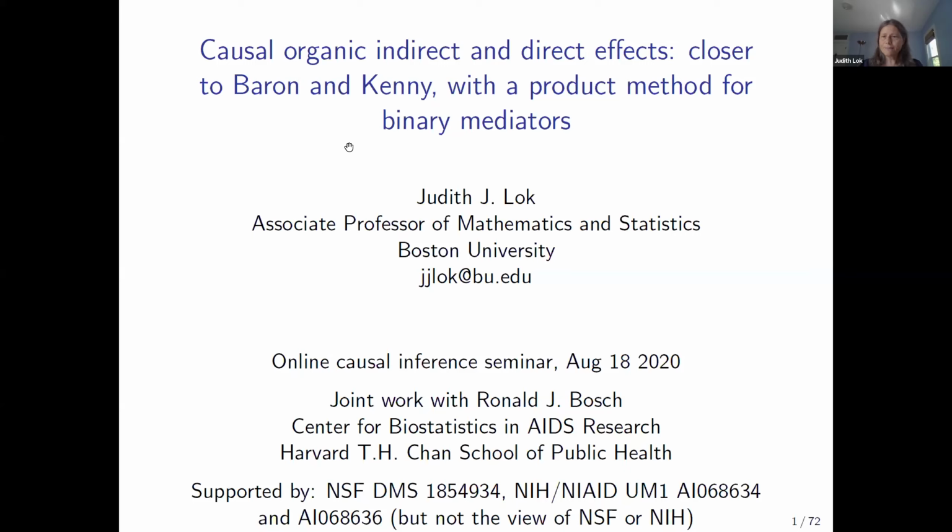Can everybody see my screen? Yes, looks great. So I will be talking about causal organic indirect and direct effects, and I will focus on a method that makes these more resemble the original definition of indirect and direct effects by Baron and Kenny. I will also present a product method for binary mediators, and I will illustrate how these results can be used to estimate indirect effects of HIV curative treatments, with the effect of that treatment on the mediator combined with outcome data under no treatment. So no outcome data with treatment, but only outcome data under no treatment.